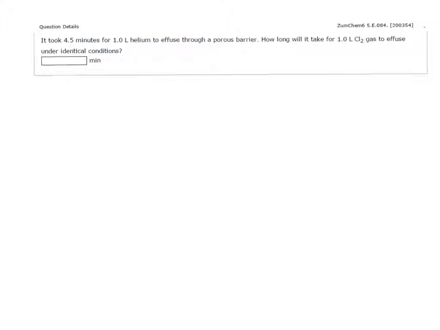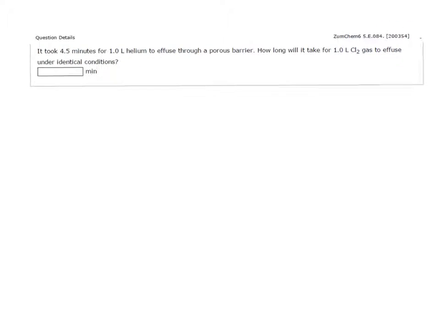In this problem, they're asking us to use Graham's law of effusion to not just compare the rate of effusion for two gases, but to answer a specific question about how long it takes for a given volume of each of two gases to effuse. Let's start by listing Graham's law.